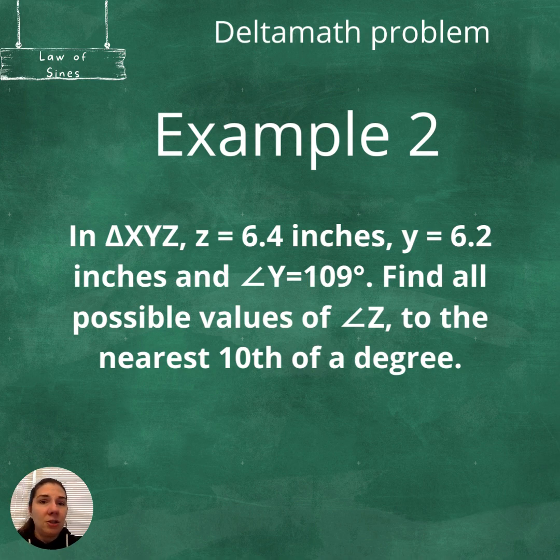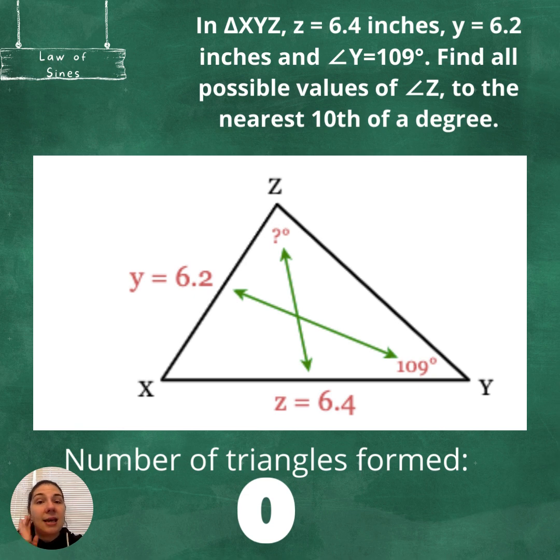So here they tell you in triangle XYZ, lowercase z, which is the side opposite of angle Z, equals 6.4 inches. Lowercase y, which is the side opposite of angle Y, is 6.2 inches, and the measure of angle Y is 109 degrees. And they want us to find all possible values of angle Z to the nearest tenth of a degree. This problem should make you think something's up with this, and here's why.